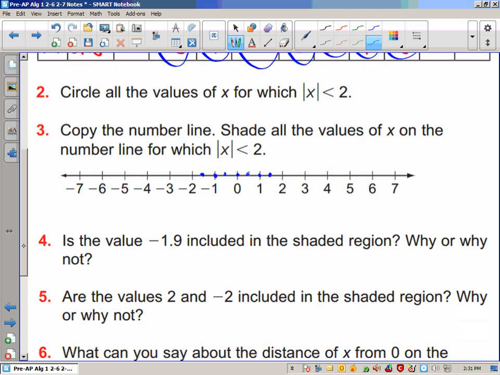So then it asks, is negative 1.9 included in the shaded region? Why or why not? Well, is the absolute value of negative 1.9 less than 2? It sure is. Absolute value of negative 1.9 is positive 1.9, because negative 1.9 is 1.9 units away from 0. Well, that's less than 2. So I can include negative 1.9.